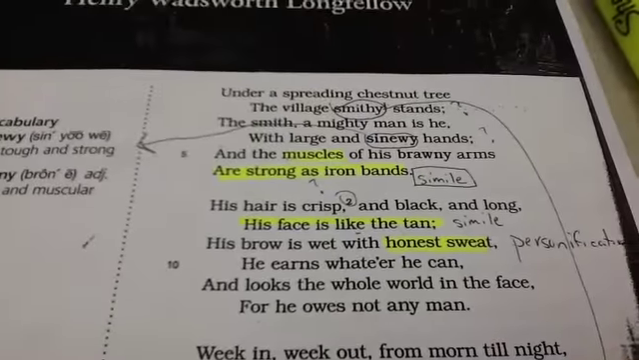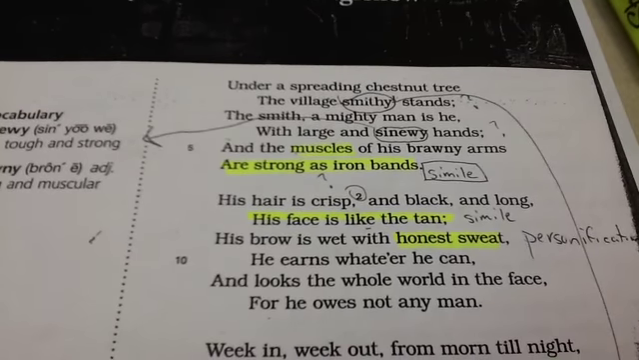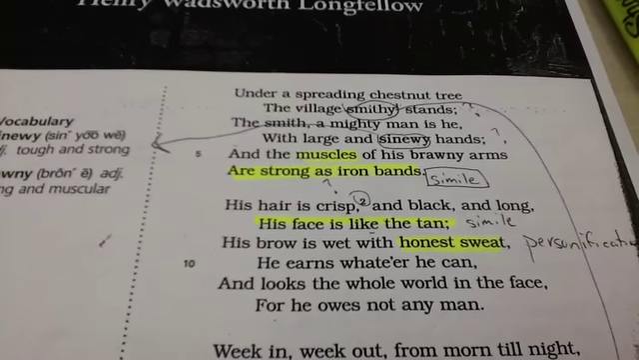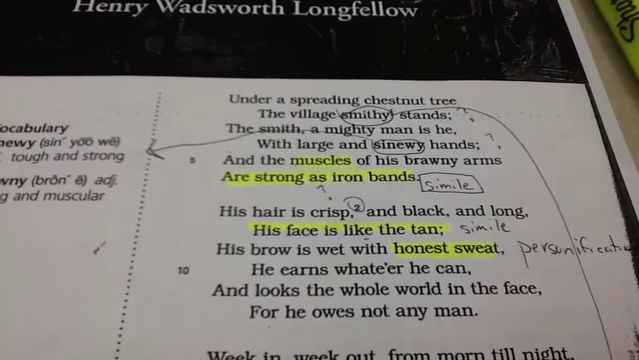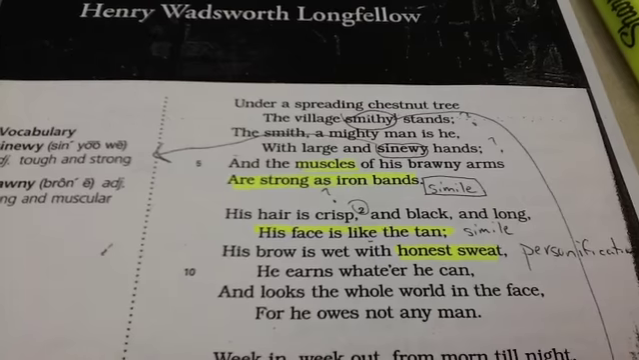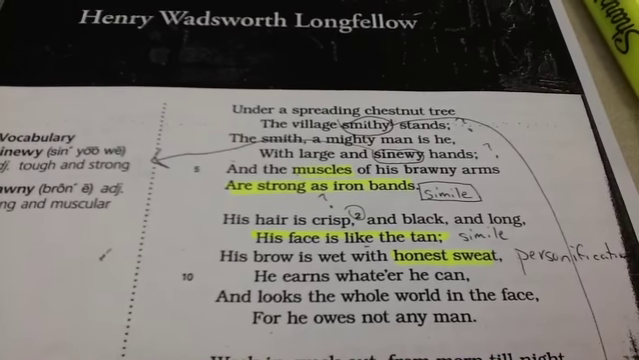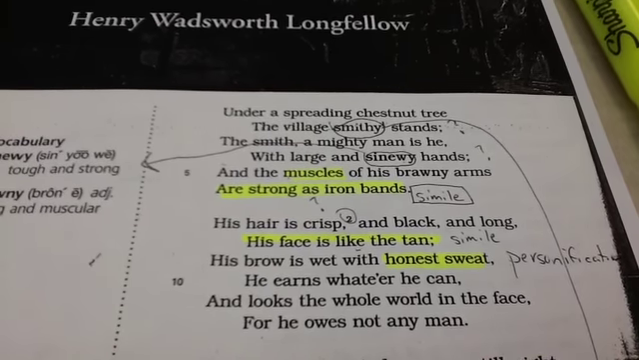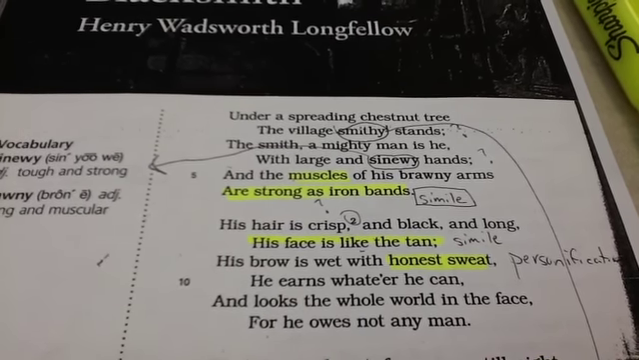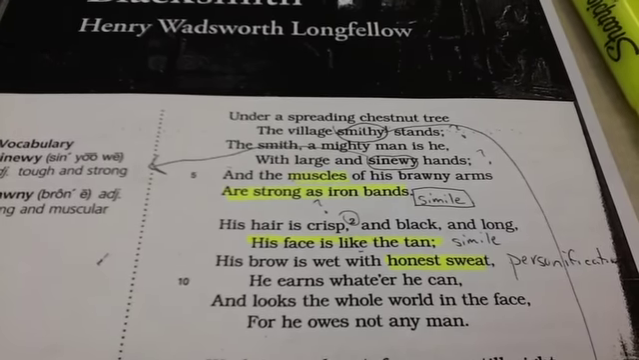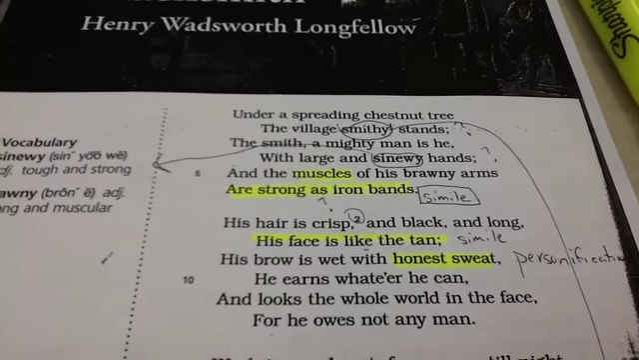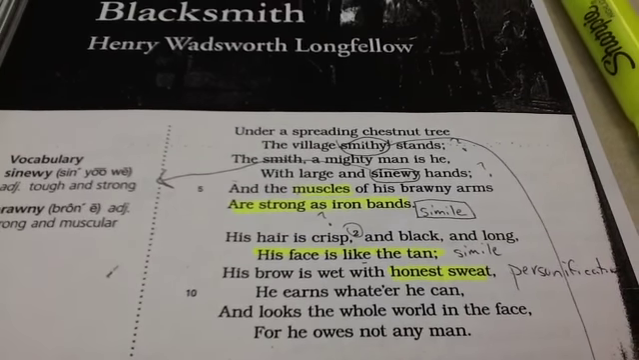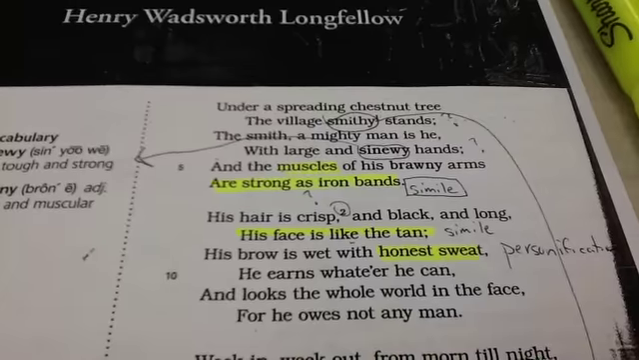So I went back through, and now I found my figurative language. His face is like the tan. The poet is comparing his face to the color of tan and uses like. So that is a simile. And honest sweat. Sweat cannot be honest. It cannot lie. It cannot tell the truth. So because the poet used the word honest there, he's putting human characteristics upon something that is not human. So that is what we call personification.